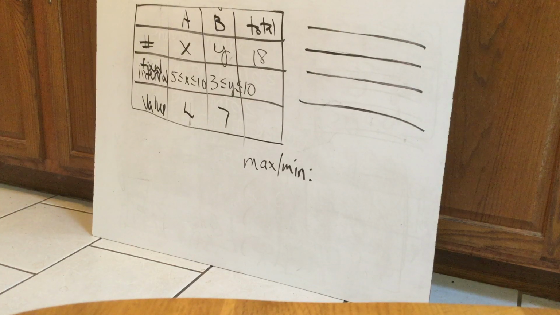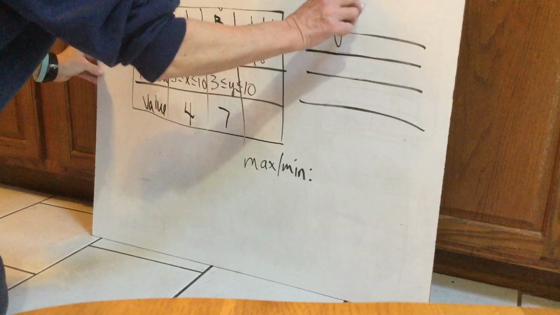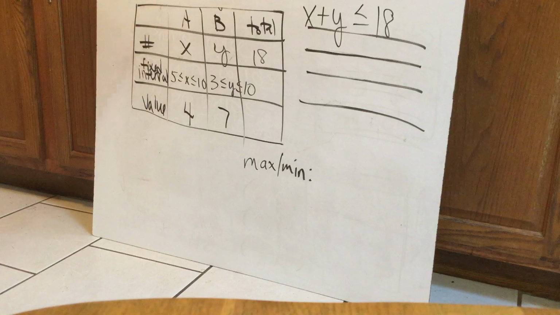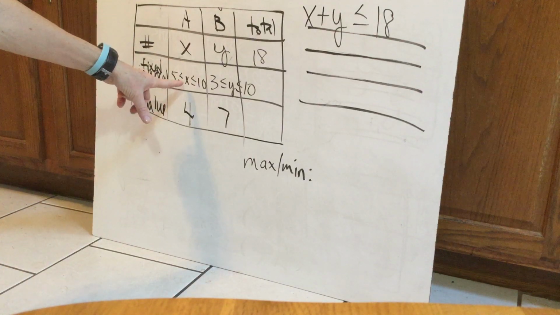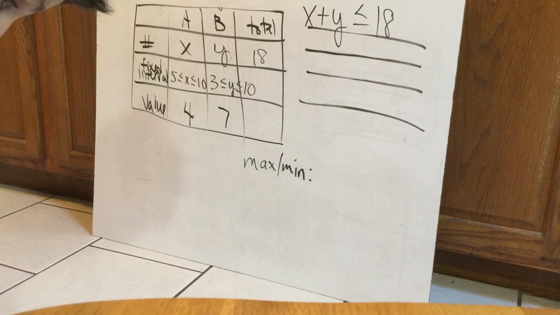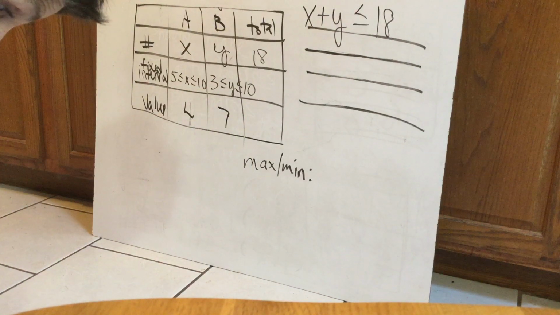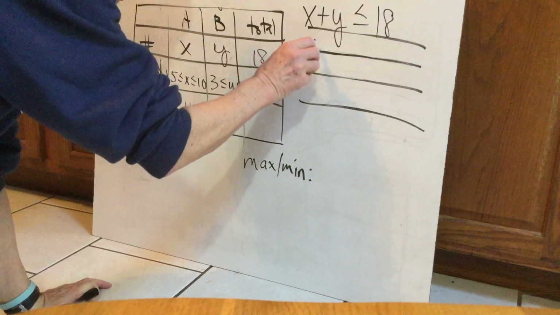Altogether, I can only do 18 questions total. So whatever X and Y together are, it can't be more than 18. The problem very explicitly tells me that the number of A questions has to be between 5 and 10. And the number of Y questions has to be between 3 and 10. So those are constraints.